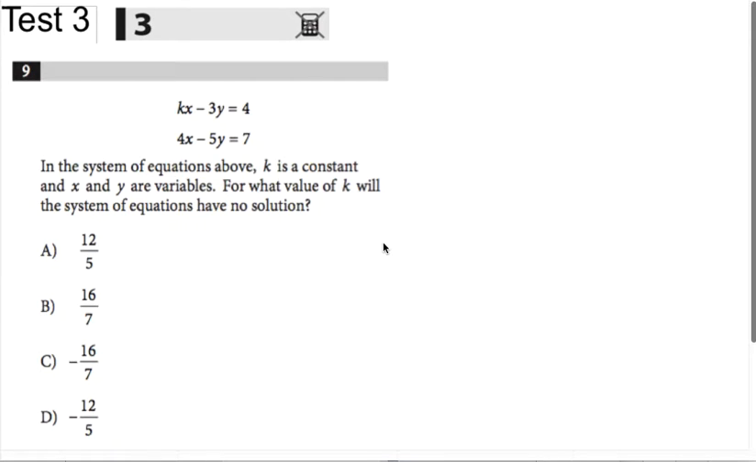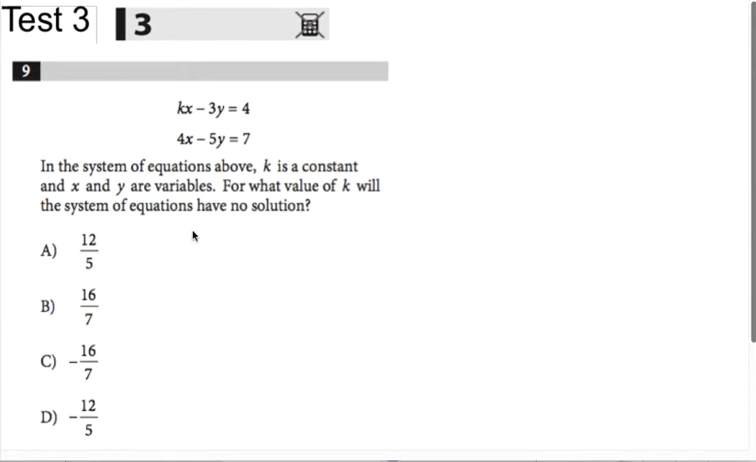All right, this is SAT Prep. We're doing test 3, section 3, and this is number 9. So we have a system of equations here, kx minus 3y equals 4 and 4x minus 5y equals 7. In the system of equations above, k is a constant and x and y are variables. For what value of k will the system have no solution?